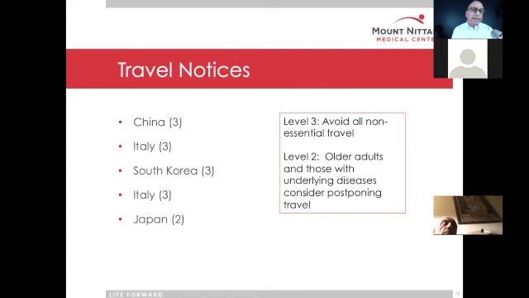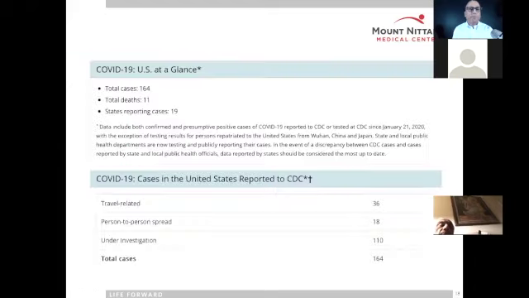China, Italy, South Korea, and I apologize, this is a typo there. These are level 3 travel notices or advisories, which means avoiding all non-essential travel. And in the case of Japan, it's a level 2, which is older adults and those with underlying diseases consider postponing. Quite honestly, level 2 or 3 doesn't matter at this point. People have severely restricted travel, and unless there is an absolute need to be there, most tourists at least are not heading in that direction.